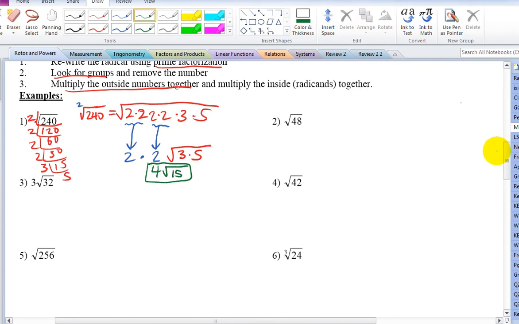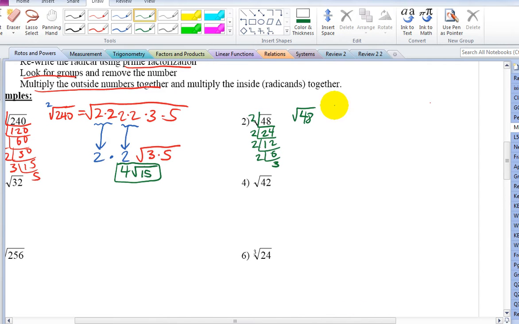Next one, square root 48. So let's find the prime factors. Divide by 2. Divide by 2. Divide by 2. Divide by 2. Okay. So now you can rewrite it as square root 2 times 2 times 2 times 2 times 3.